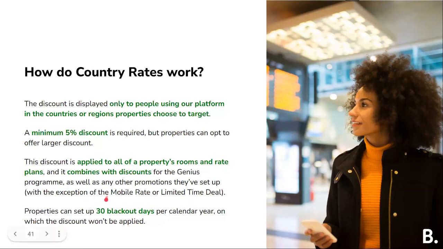Similar to the mobile rate, you have a 30-day blackout every calendar year. On these dates which you black out, the discount will not be applicable. You have an option to even choose domestic, which is India, and also international. Apart from international, let's say you don't want to offer it for all the countries, but only a handful, maybe UK, Europe, North America, Australia, New Zealand, Japan, etc. So you can even choose the countries there.